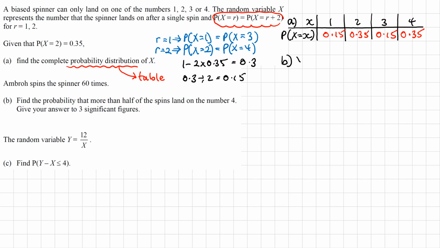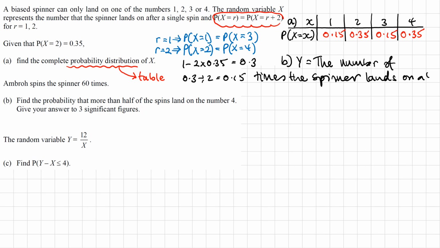Now I'm going to set up my random variable Y, and this is going to be the number of, now whenever you set up a random variable, it's always the number of something, so the number of times the spinner lands on a 4. Now this is a binomial distribution, so Y is binomial with 60 trials, and the probability that it's going to land on a 4 I get from my table here, which is 0.35.